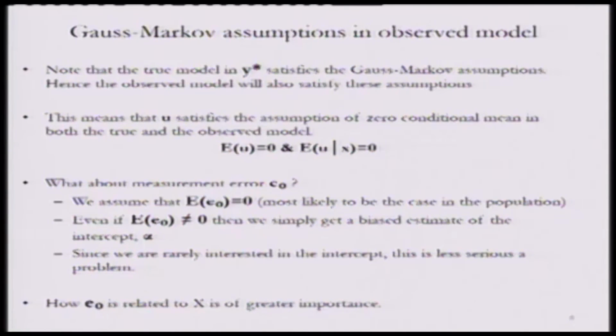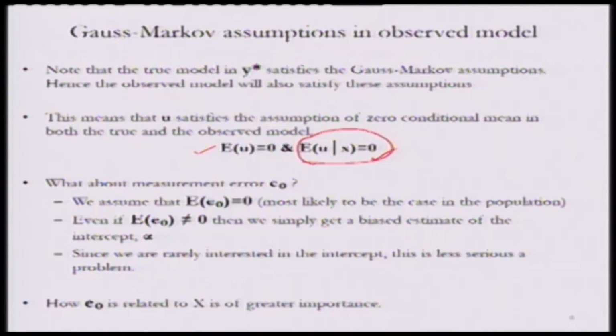Note that the true model in y star, when we have y star equal to alpha plus beta x plus u, satisfies the Gauss-Markov assumptions. Hence, the observed model will also satisfy these assumptions on u, which means that u satisfies the assumption of zero conditional mean in both the true and the observed model, which is basically saying that the expectation of u is equal to 0 and the conditional expectation of u given x is also equal to 0. And recall that this is the crucial assumption for the OLS estimate to be unbiased.